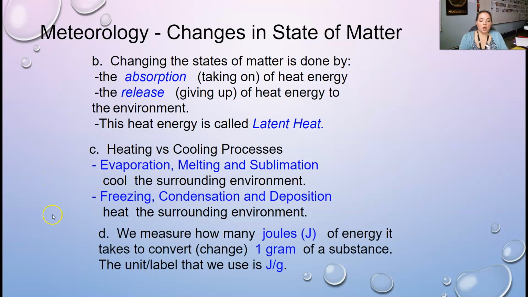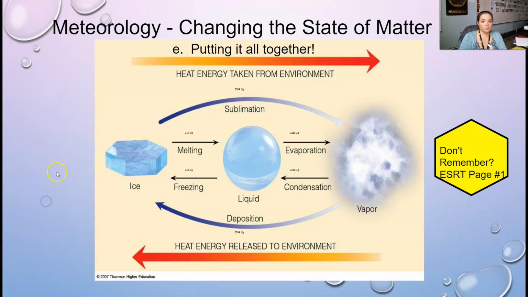We measure in joules the energy it takes to convert 1 gram of substance, and this is labeled J over g, capital J. That's joules over grams. Again, you can see that right there.